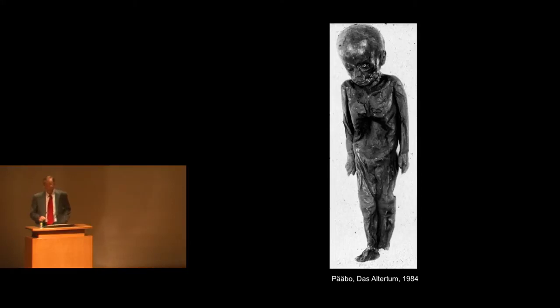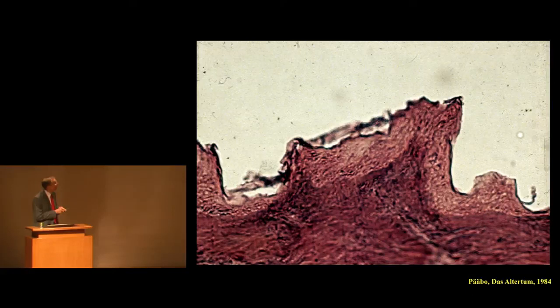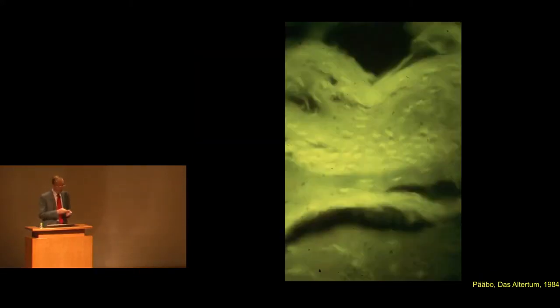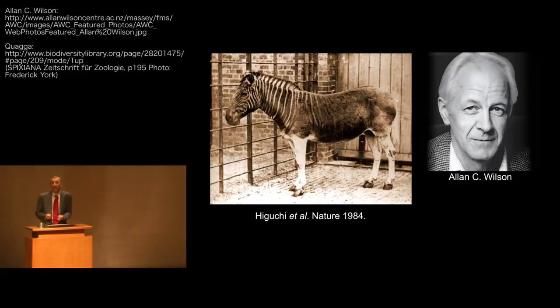This is the first exception, a 2,300-year-old mummy of a child, where in the skin, in the upper layers of the skin, you can see things that look like cell nuclei where DNA would be preserved. And you can also stain DNA in here. And at that time, in 1984, Alan Wilson, a very famous evolutionary geneticist, also showed that they could retrieve DNA from the skin of a quagga, an extinct form of a zebra that was around 100 years old.